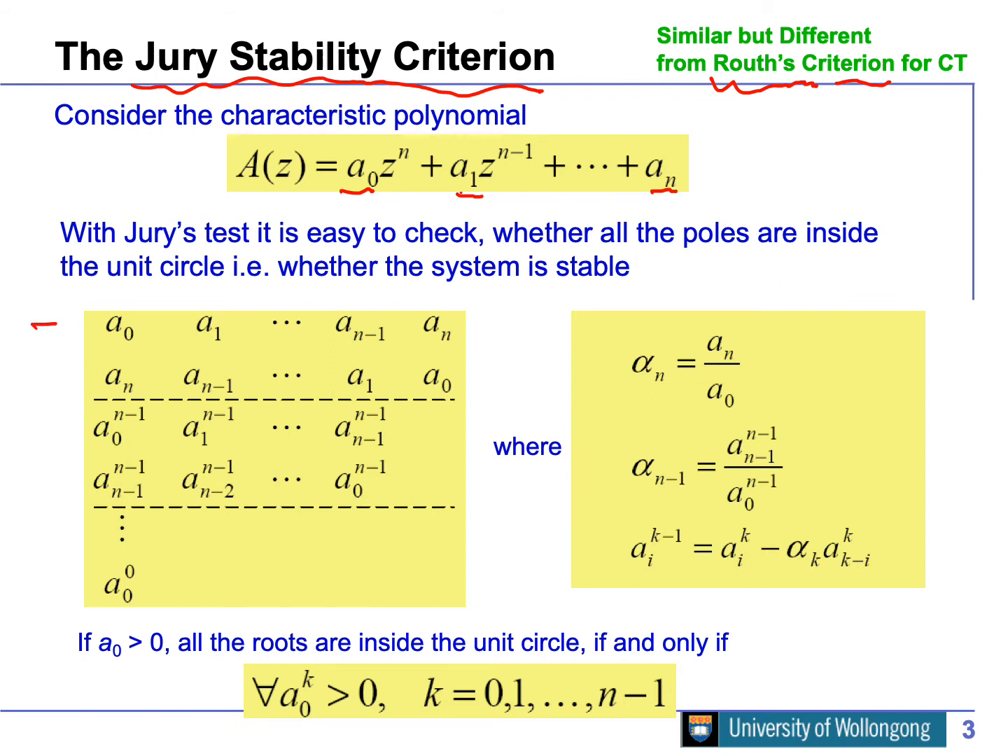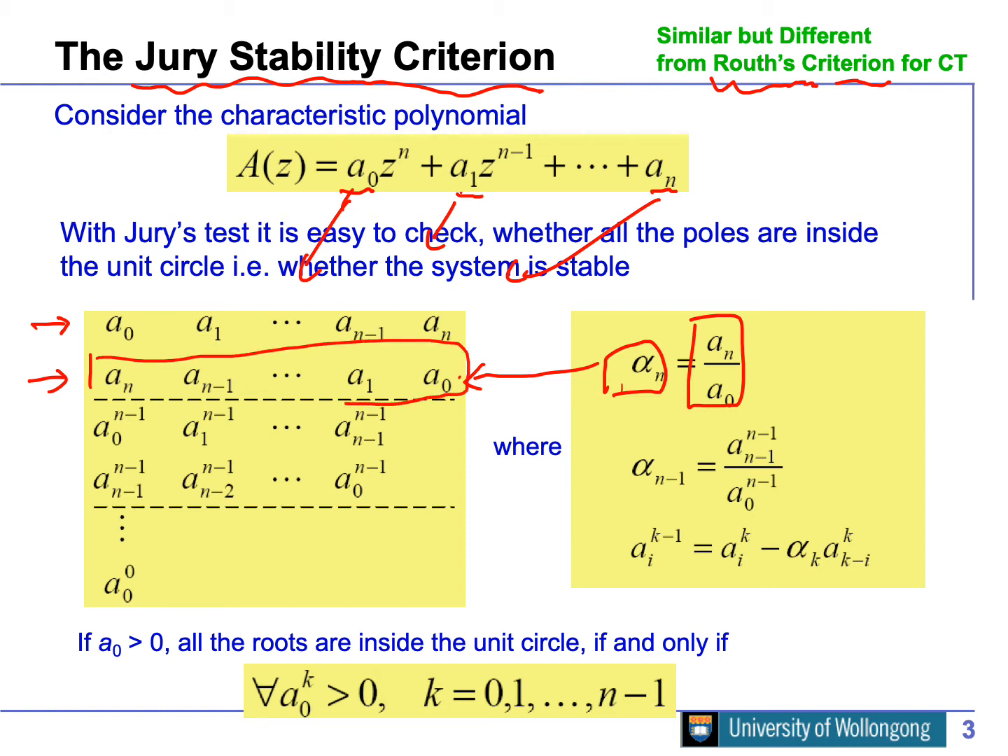So we list the coefficients from the equation over there, just listing them in order. Then the second line, we list that in reverse order. So the first one is from A0 to AN, and the second one goes back from AN to A0. Then we multiply by a ratio alpha. The ratio is AN over A0. So A0 multiplied with this ratio, the last number becomes AN. All the other values over here will be multiplied with the same ratio.